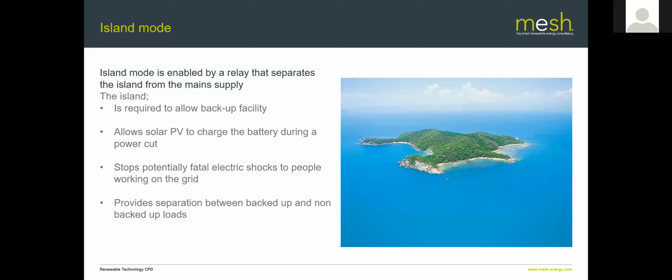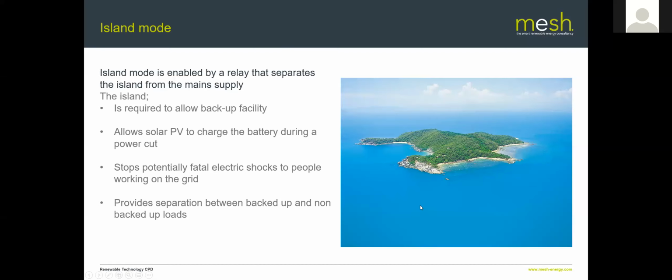So typically, the things you'd back up would be probably a few lighting circuits, so you can move around the house safely. You'd probably put your fridge freezer on there. You'd probably put a few sockets on there so you can make yourself a cup of tea. You'd probably put your internet router on, so that you can stream things through to tablets and phones, and keep an eye on what's going on out and about, so you still maintain connectivity with the outside world. So those are the things you typically back up.